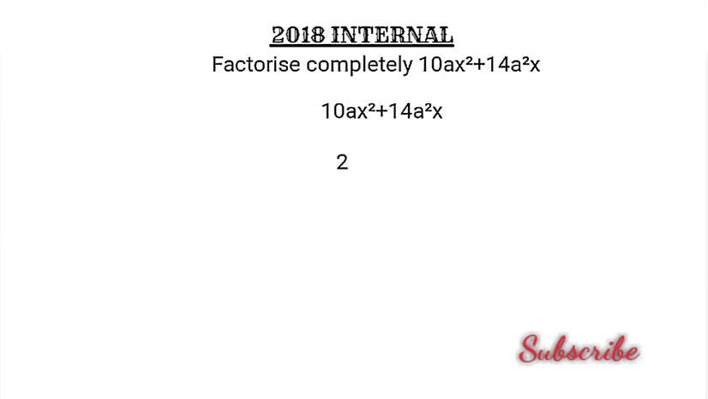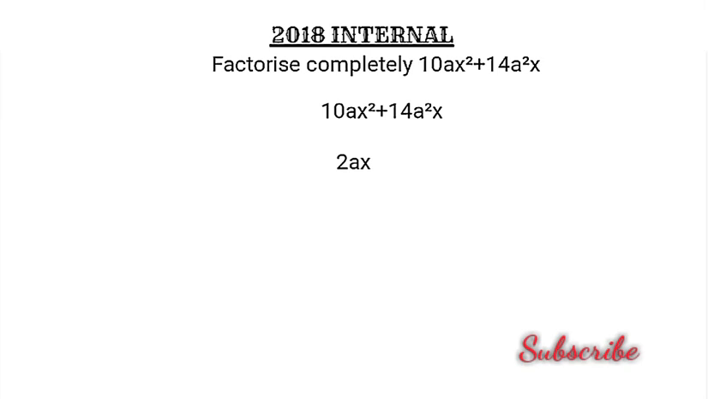Then what variable is found in both terms? What letter is found in both terms? a is found in both terms, and x as well is found in both terms, so we can use that. Okay, as you can see in the first term where it's 10, there is x squared, but not a squared, so a is found in both and x is found in both. So that is the factor that we can use. This can go into both terms, 14 and 10.